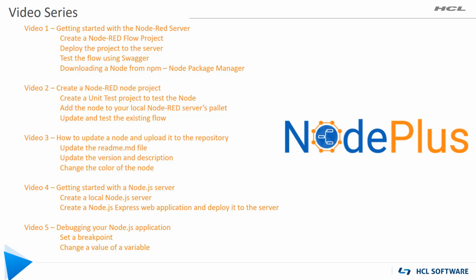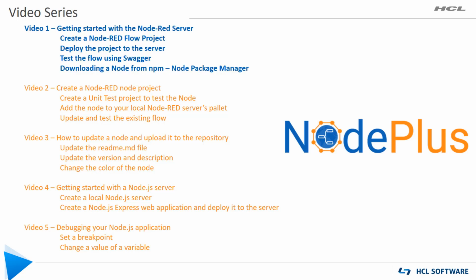In this video, I will demonstrate how to create your Node-RED server, create a Node-RED flow project, deploy the project to the server, test the project using Swagger, and improve the flow by installing a node from npm.